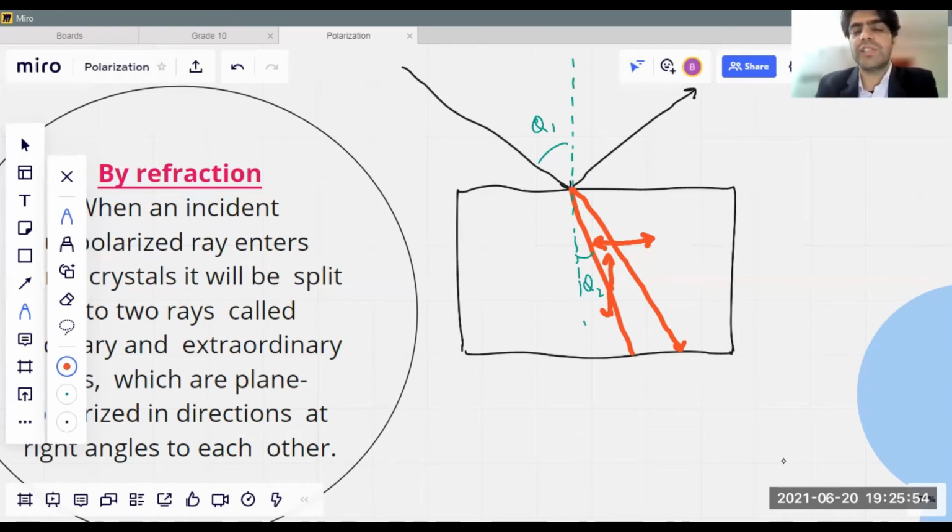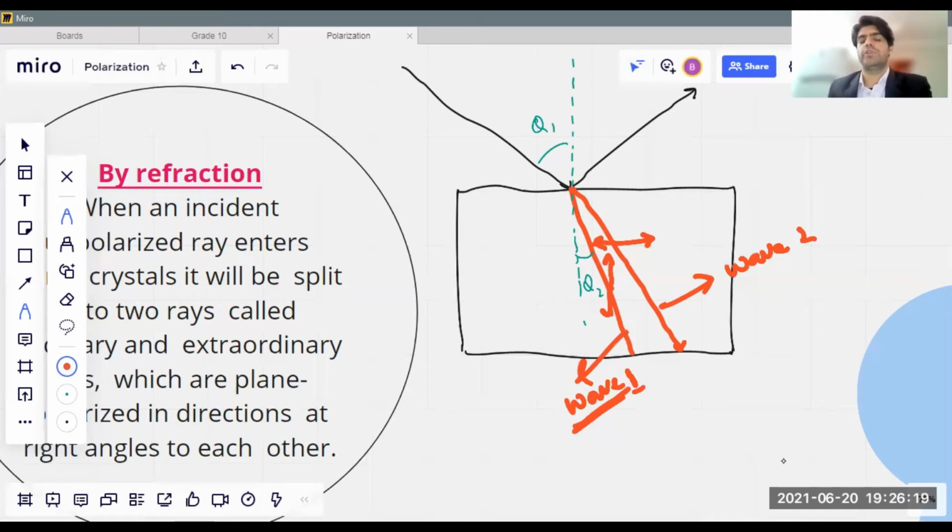But if someone wants to see one image at a time, you have to use a polarizer. If you want to see an image which is vertically polarized, you can use a vertical polarizer. If you use a vertical polarizer, this refracted ray can be seen, which is wave one. If you want to see wave number two, which is this one, you can use a horizontal polarizer, using glasses which are horizontally polarized. So you can see this transmitted wave.